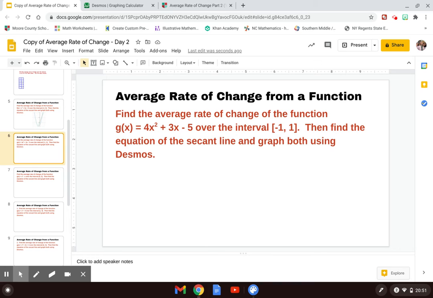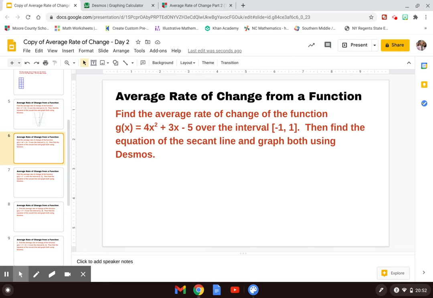All right, so let's do one more together, and then I think you might be able to handle this. It's a lot of work, I know, but as we progress in our math career, it's going to take more time and more steps to solve more complex and complicated problems.